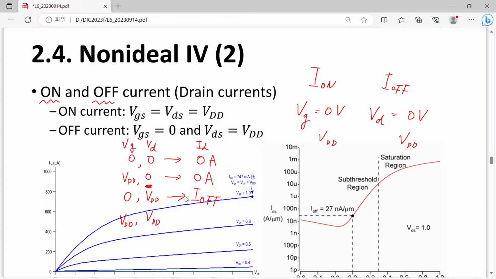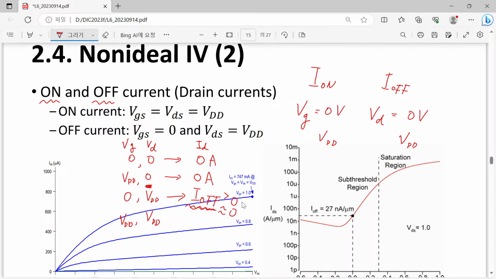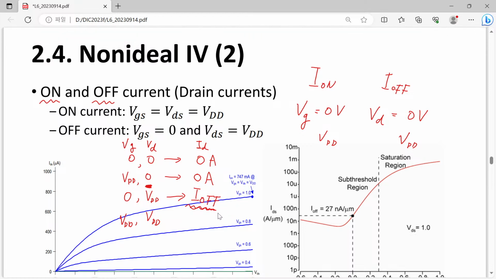However, unfortunately, we have a non-zero value. This is certainly higher than 0. This amount of I_off describes the degree of failure in shutting down this transistor. Okay, so it is good to have the value close to 0. However, it's not possible, so we have to quantify this I_off value.